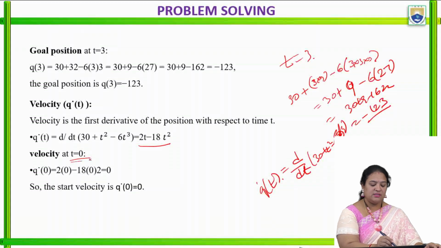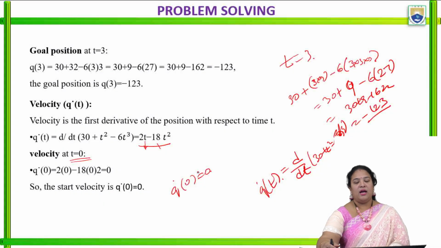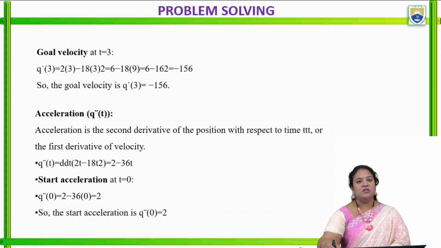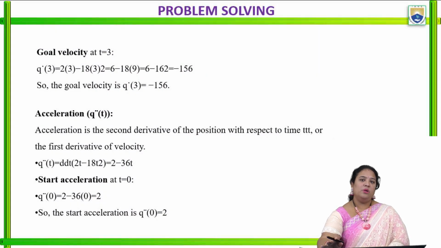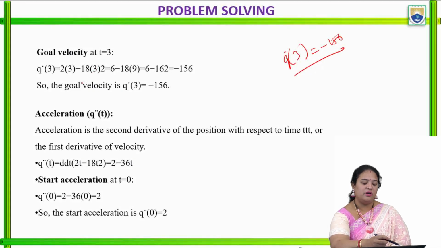So when we are considering t as 0, then q dot of 0 is equal to 2 of 0 minus 18 into 0. That is the velocity at the initial position. Again, here it is 0. At the initial position, the velocity is also 0. And at the goal position, when we are considering 3, then q dot of 3 is equal to 2 into 3 minus 18 into 3 into 3, which we have got as -156. That is, the goal velocity is -156.